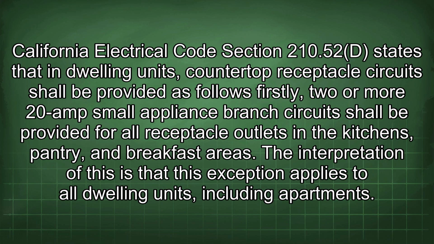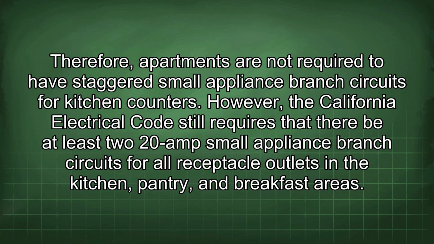Firstly, 2 or more 20-amp small appliance branch circuits shall be provided for all receptacle outlets in the kitchens, pantry, and breakfast areas. The interpretation of this is that this exception applies to all dwelling units, including apartments. Therefore, apartments are not required to have staggered small appliance branch circuits for kitchen counters.